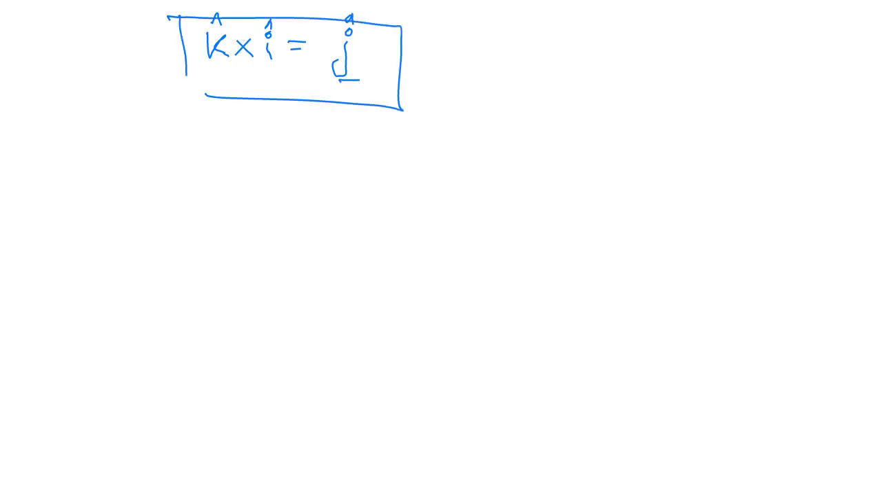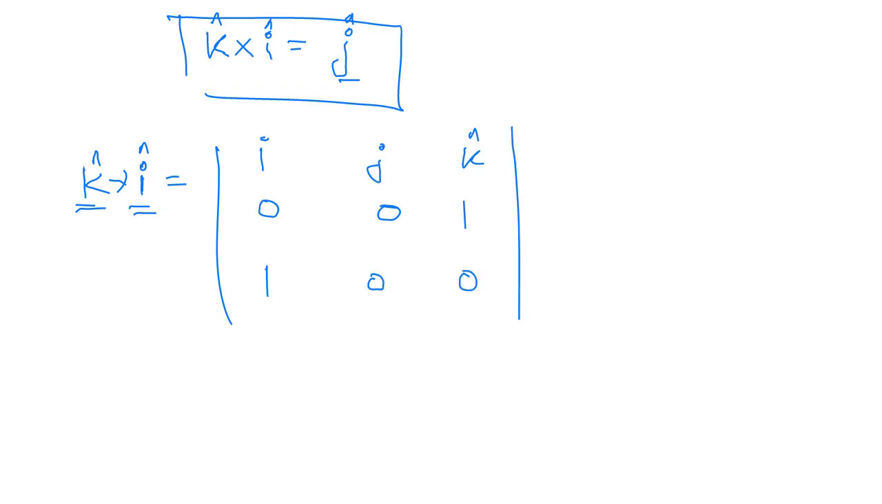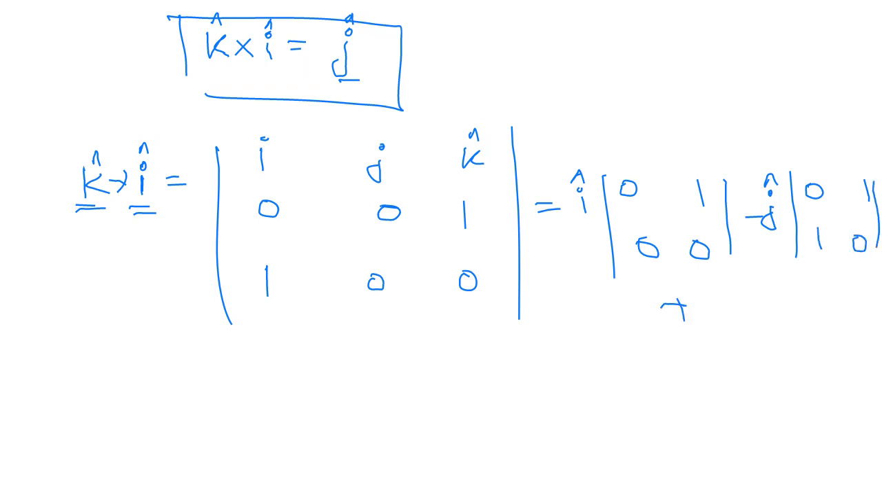How can you show that this is equal to J? You know how to take the cross product, right? So I will take I, J, and K. The first vector is the K vector, which means 0, 0, 1. The second vector is the I vector, so that means 1, 0, 0. Simplify it: I times (0 times 0 minus 1 times 0), minus J times (0 times 0 minus 1 times 1), plus K times (0 times 0 minus 0 times 1).